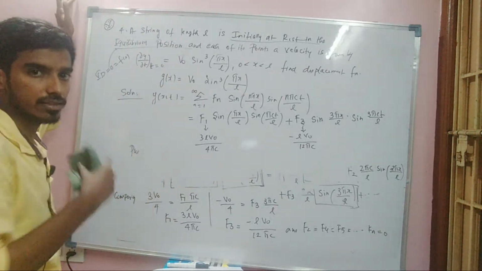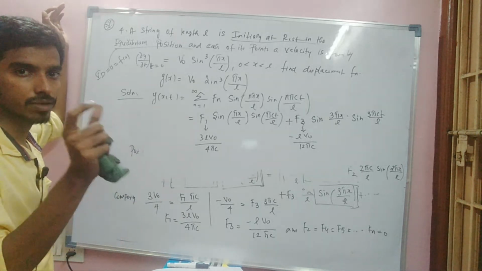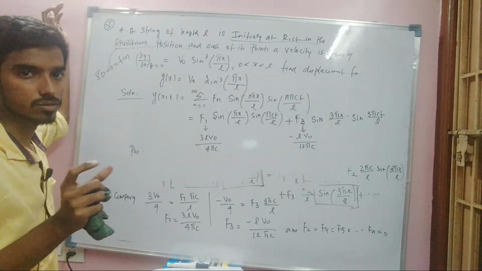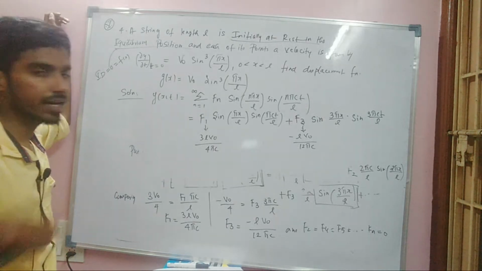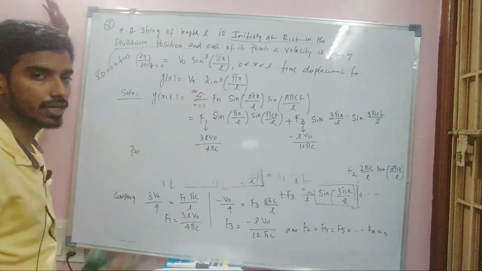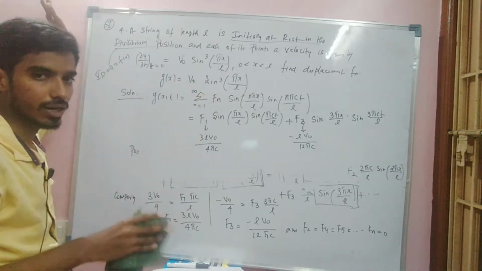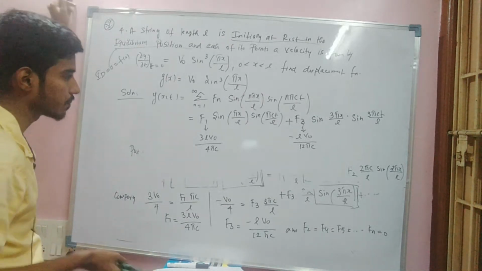If you have x, you found Fn by integrating. That is, if our function is in terms of x, that is a polynomial, you can go for integration by parts or by Bernoulli's. If the function involves sine cos, you can also do that. You try to do that on your own. It will take a very long time.